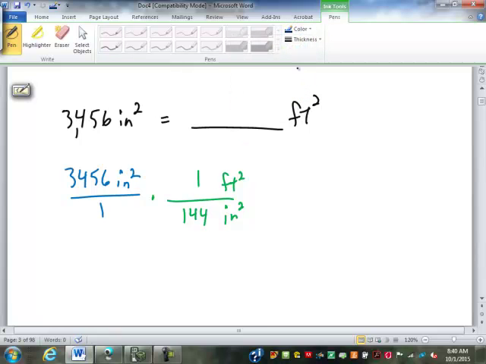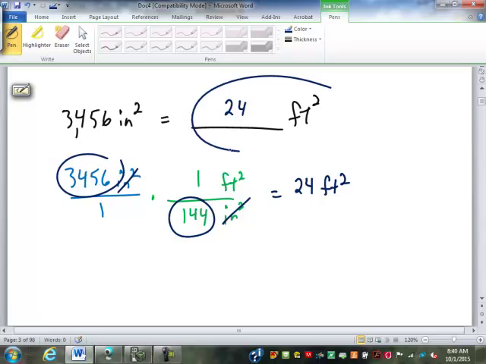So, to get from 3456 to square feet, the square inches cancel out. This is going to be 3456 divided by 144, which is going to give us, anybody? 24 square feet. Does that make sense?